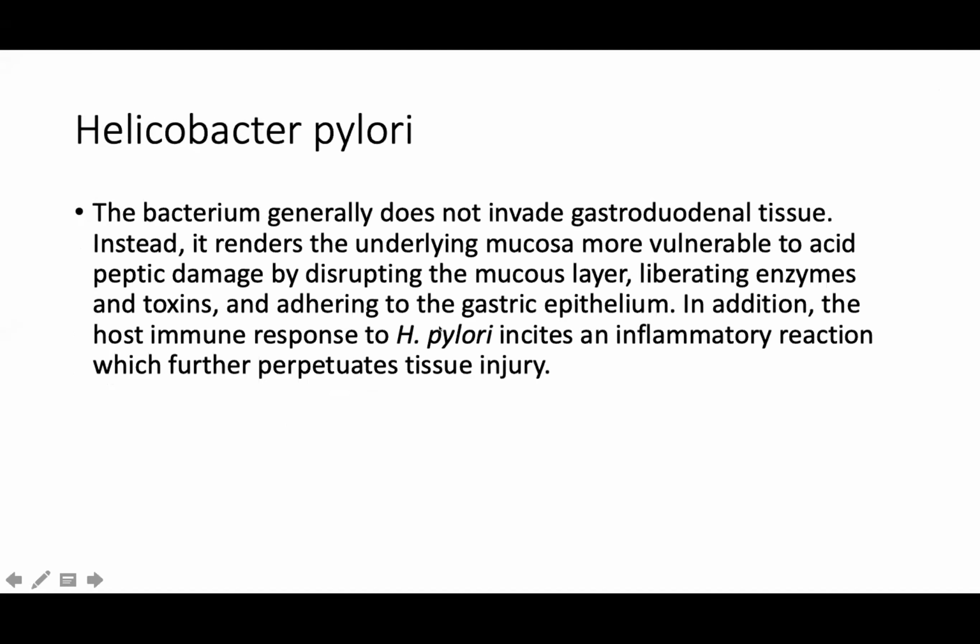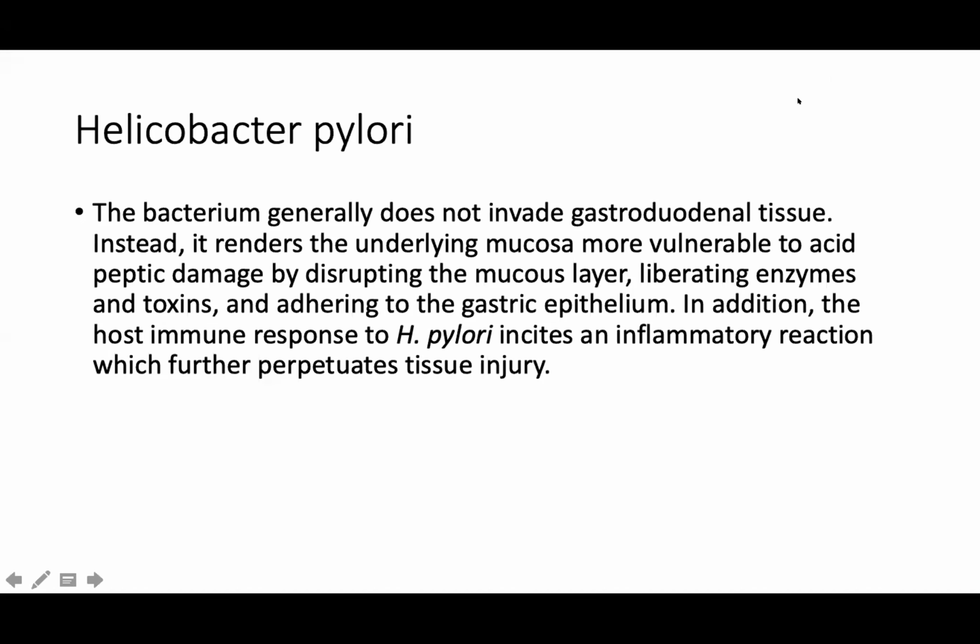So now let's speak about H. pylori specifically, since it's the most common infection. It's the board favorite. It's very important. High-yield concept. Again, it's an organism that's going to colonize the GI. To colonize the stomach, it has the ability to survive the high acidity.